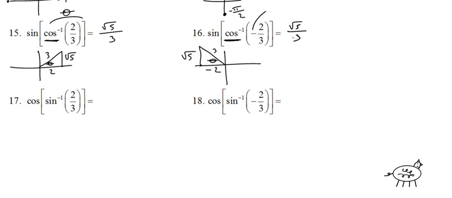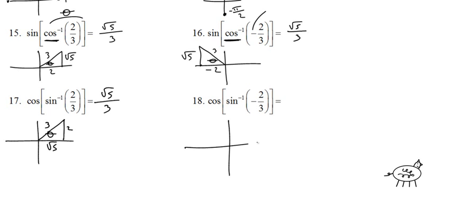Okay, 17. Make a quick sketch here. Now we're taking the inverse sine, so we're here. And it's 2/3, so it's y over r. And this guy is going to be root 5. And then we take the cosine of theta, and that's, of course, x over r, so it's root 5 over 3.